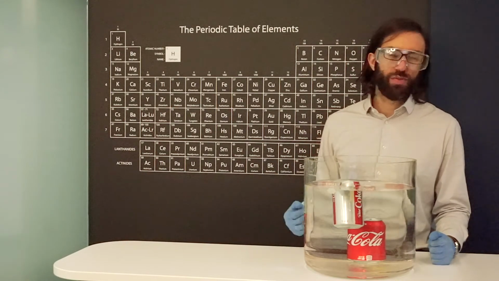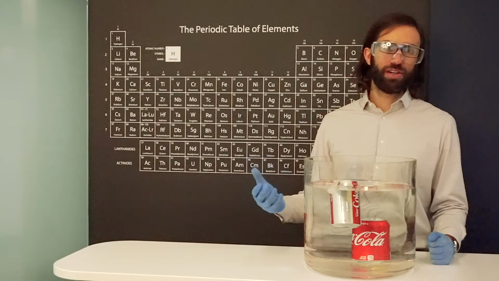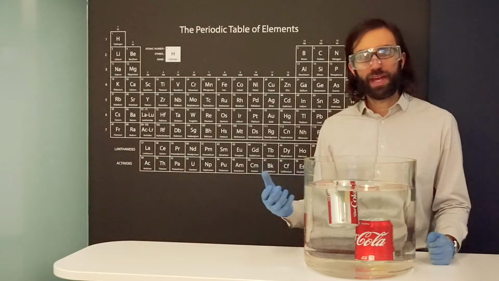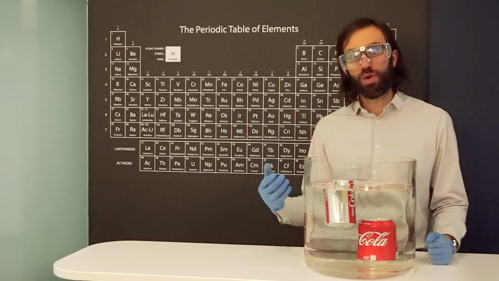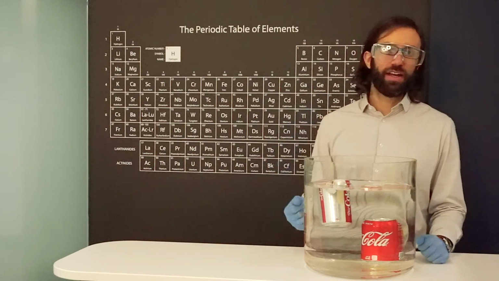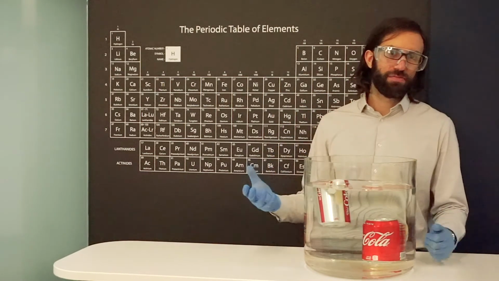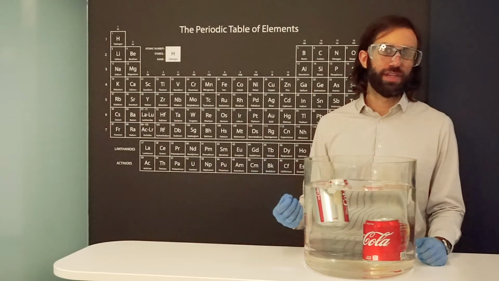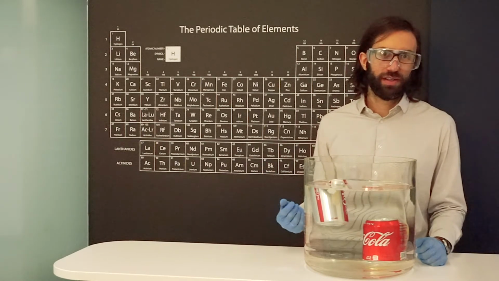Well, the regular can of Coke has a lot of sugar in it, right? And that makes it heavier and more dense. They're the same volume. Okay. The Diet Coke can has sugar substitute, just a tiny amount of it. And so it's basically water.